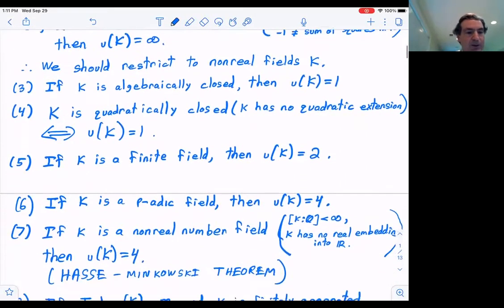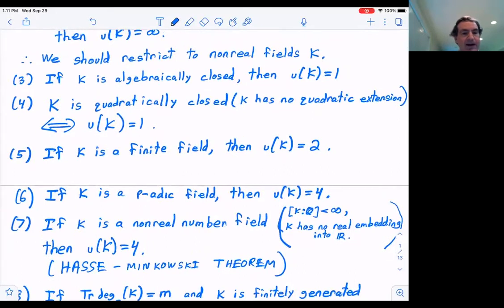All right, let's move on to other examples. This is example 6 now. If K is a p-adic field, more about that later, that means either Q_p or a finite extension of Q_p. Then it can be shown that the U invariant is 4. Any quadratic form in at least 5 variables over a p-adic field always has a non-trivial 0.